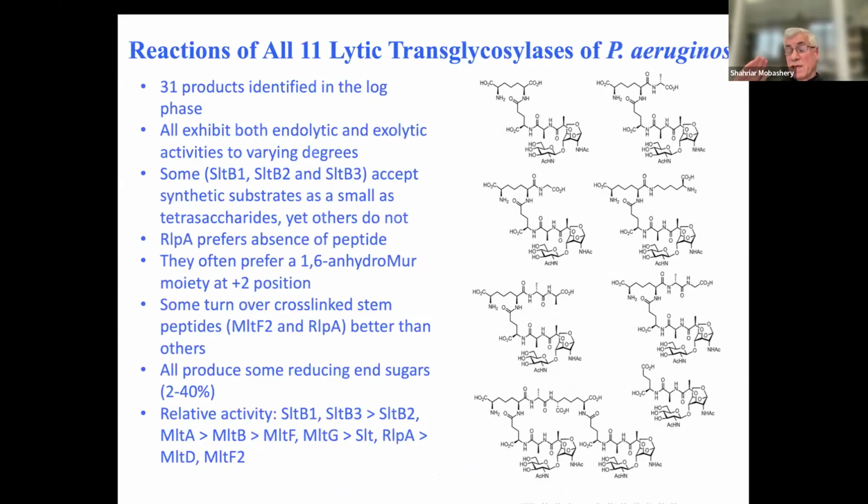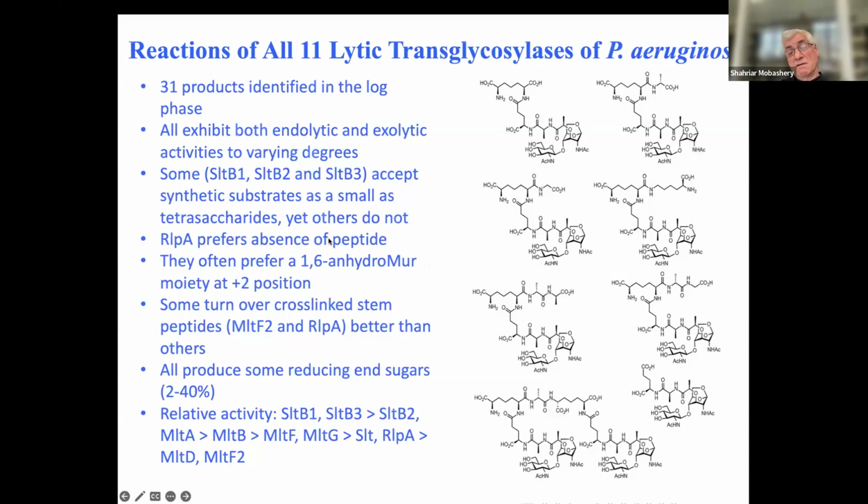So by so doing, for every 11 of the enzymes that I described to you, she went on to identify a total of 31 products during the log phase, and various enzymes have different activities like endolytic activity, exolytic activity. Endolytic activity being cuts in the middle of the peptidoglycan, exolytic from one end, a processive process. There are variations of their preferences.